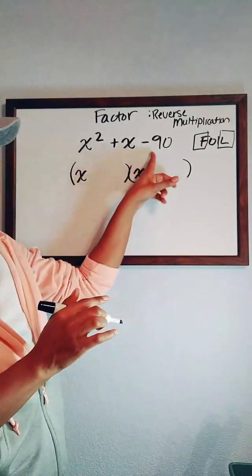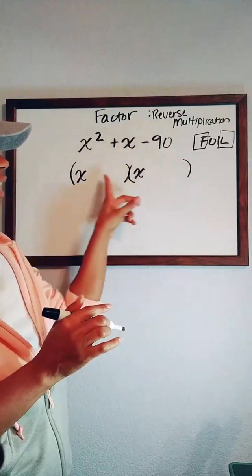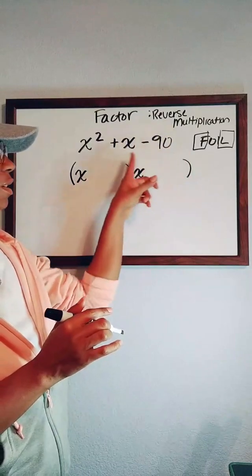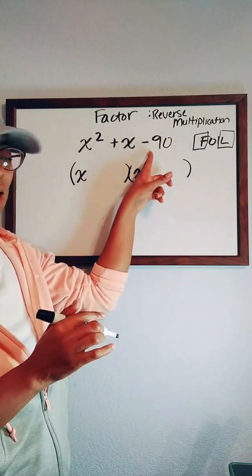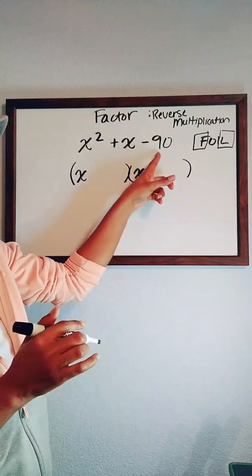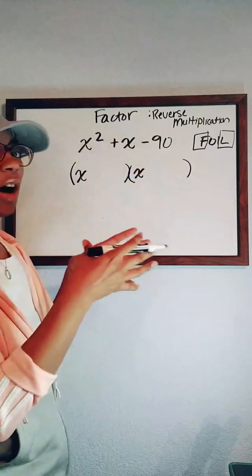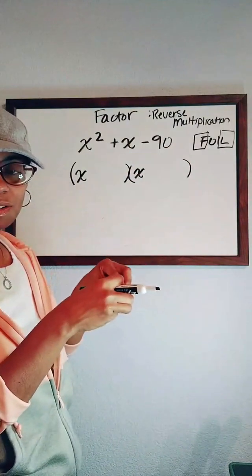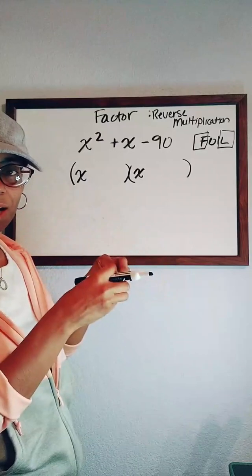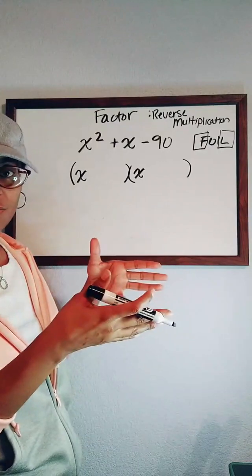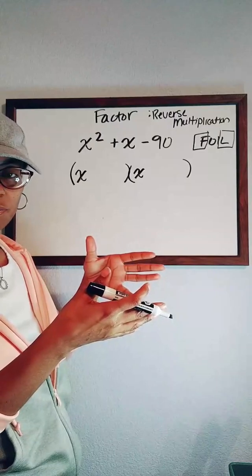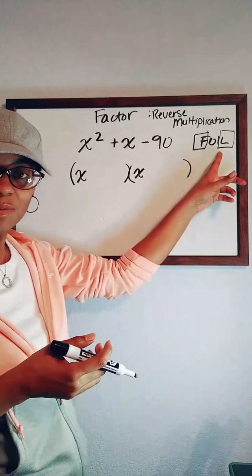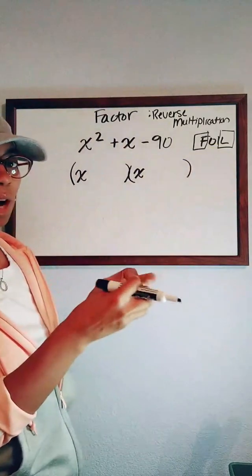What we usually ask ourselves, these last two numbers, when we multiplied them together, it gave us this negative 90. Negative 9 and positive 10. Absolutely correct. Because what did we always have to combine? After we multiplied, we always had to combine something. We end up having to combine some like terms, right? That would be your outside and your inside terms.